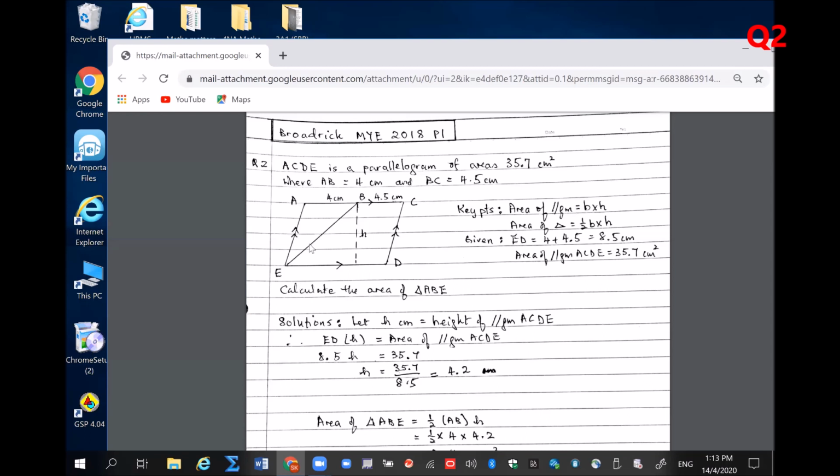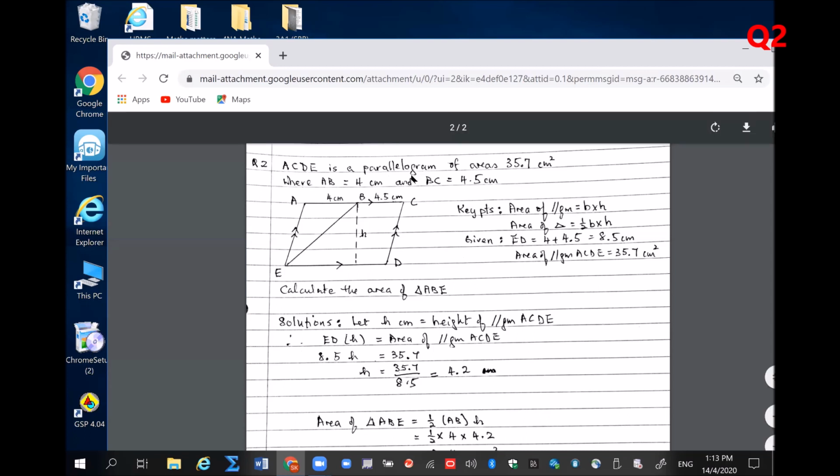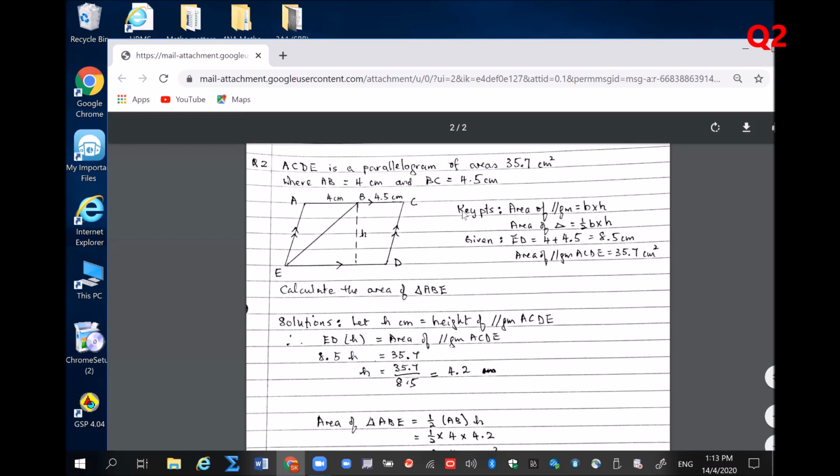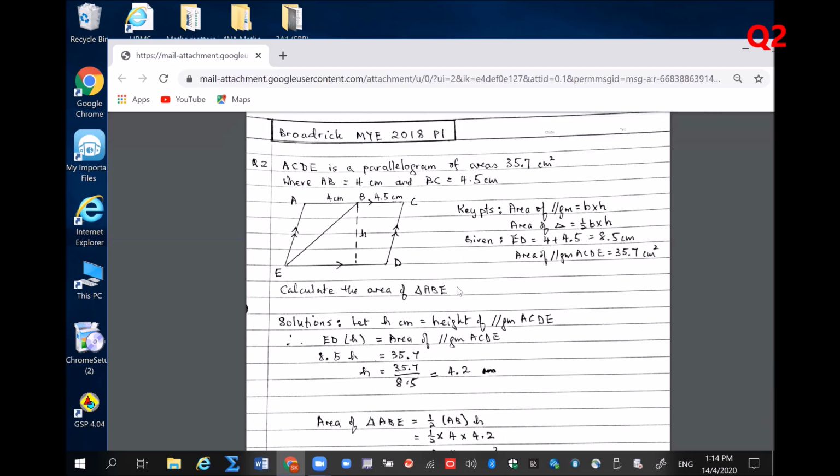Now in this question you are given ACDE is a parallelogram of area 35.7 centimeters squared. AB is 4 cm, BC is 4.5 cm. Before we proceed, we note the key points. Area of parallelogram equals base times height. Area of triangle equals half base times height. We are required to find the area of triangle ABE.